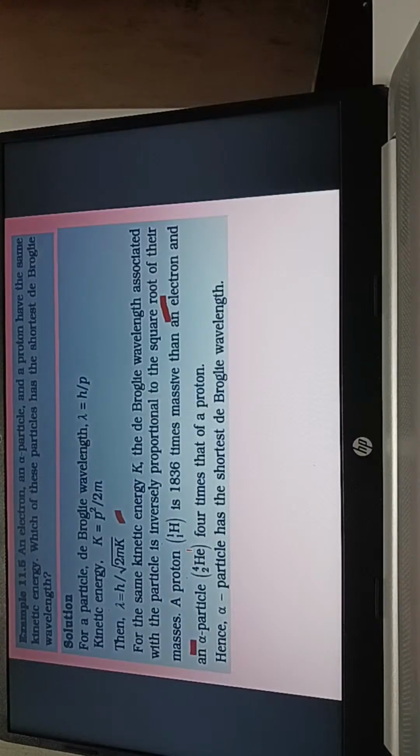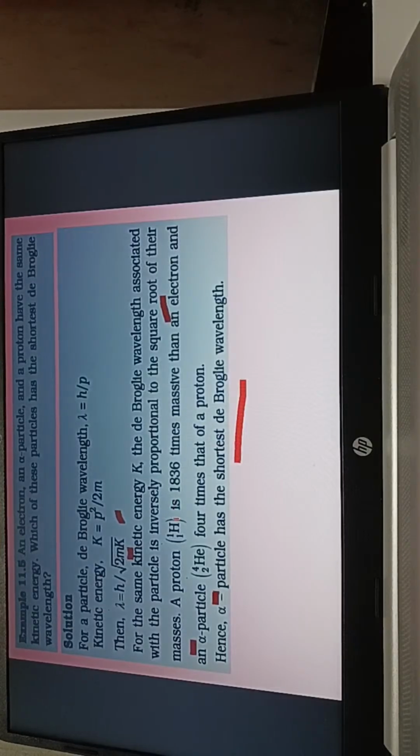Proton mass is less than that of the alpha particle. So alpha particle mass is more, and its wavelength is less. So the alpha particle has the shortest de Broglie wavelength. So mass increases, what will happen? 4 times. Lambda is inversely proportional to mass. If mass is more, wavelength will be less.